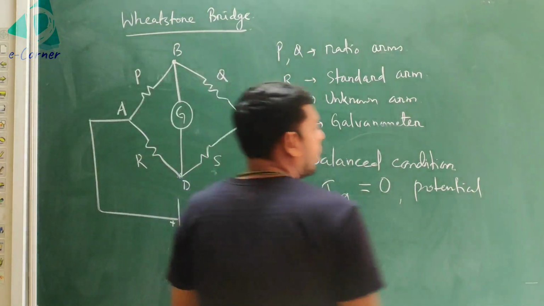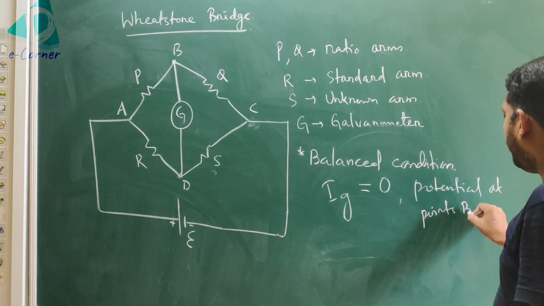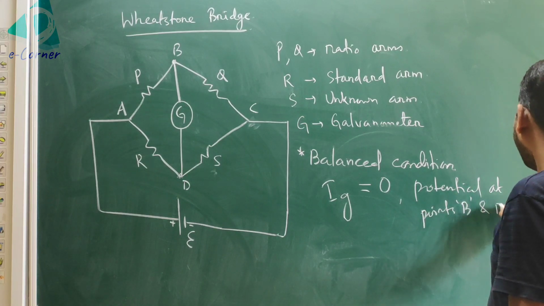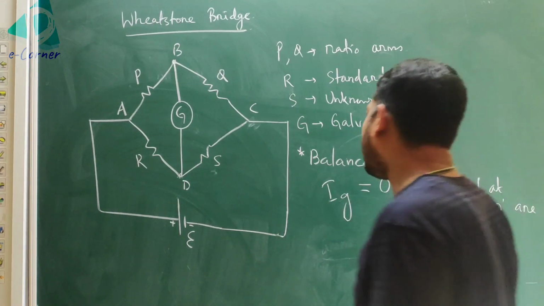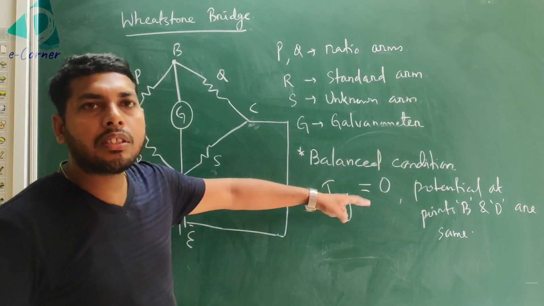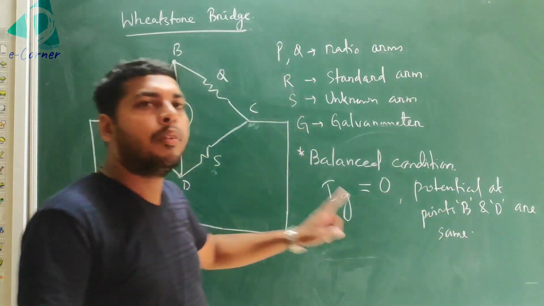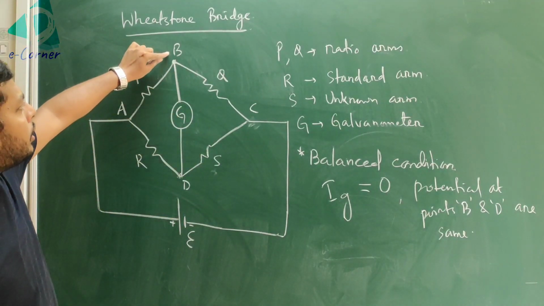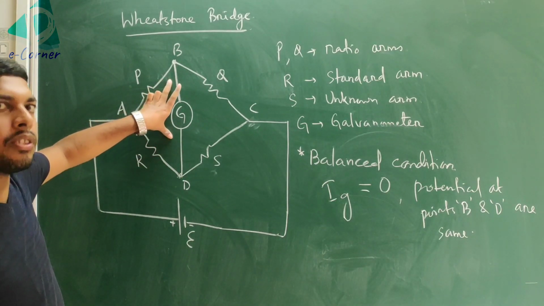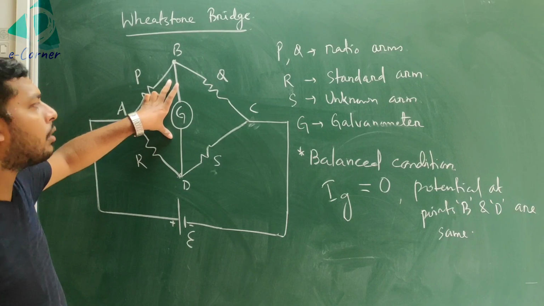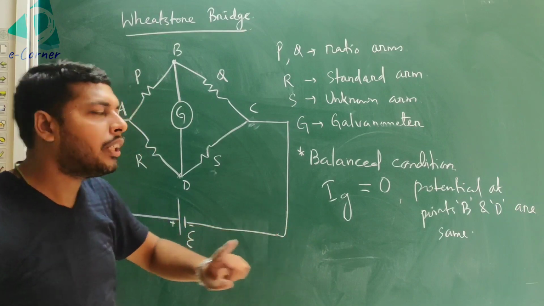This is the positive terminal, this one is the negative terminal. So here we can write that the potential at points B and D are the same. When the balance condition is achieved, the potential at point B and D must be the same. If VB equals VD, that means whatever resistance or electrical components we use between these two terminals, the current through them is always 0.